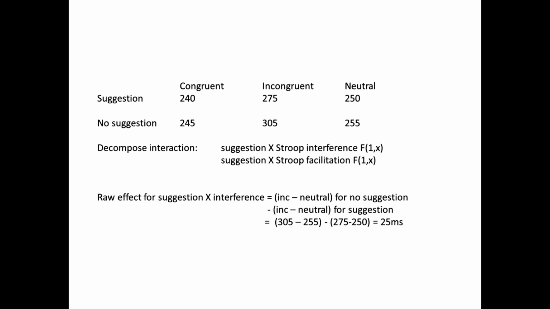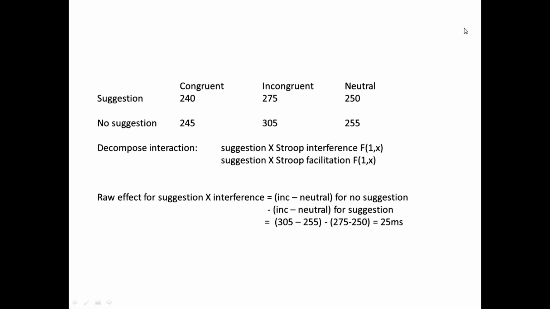So we have it for no suggestion. We have a difference for no suggestion, a difference for suggestion, and the difference of the differences is the raw effect in milliseconds for that interaction. So then we can just go through the very same process that we went through before.